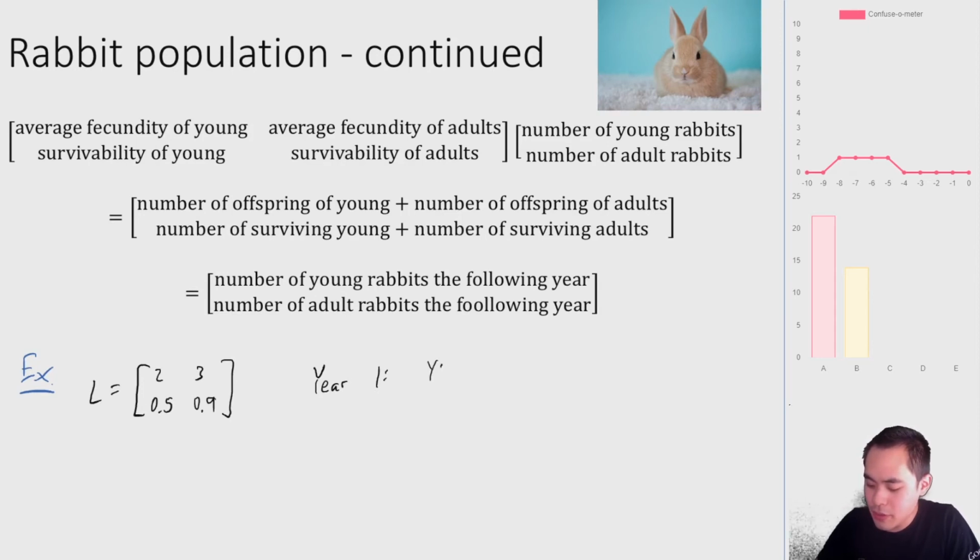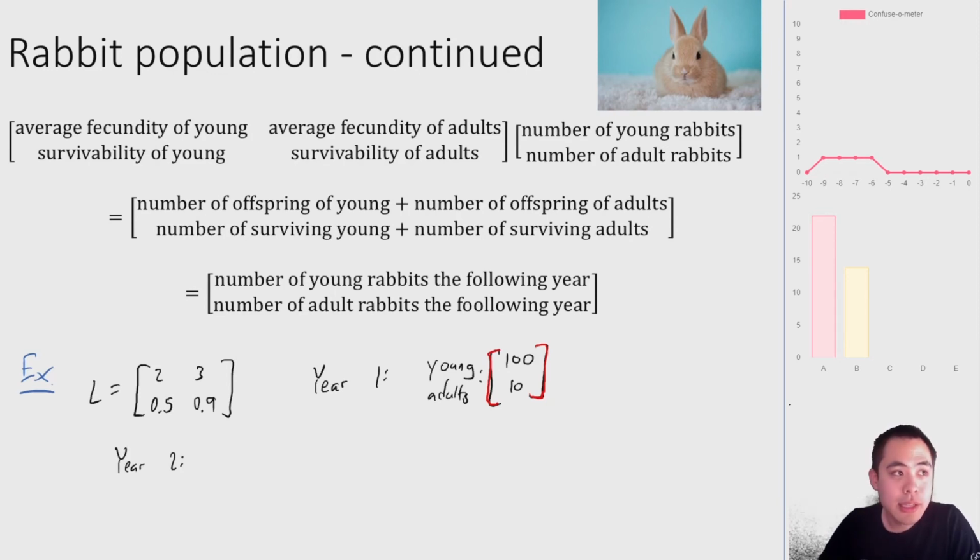So this is our Leslie matrix, and then what we're going to say is the year 1 population, we're going to have some number of young and some number of adults. Let's say that this was 100 and say 10. Okay? And we're going to write this as a matrix. So then if we want to figure out how many rabbits there are in year 2, all we have to do is take L times this vector. Let's call it P, sorry, I used X in my earlier notes, but let's call it P for population vector.